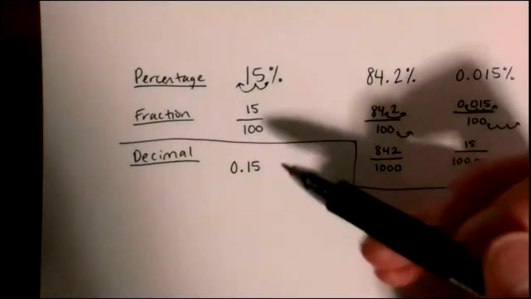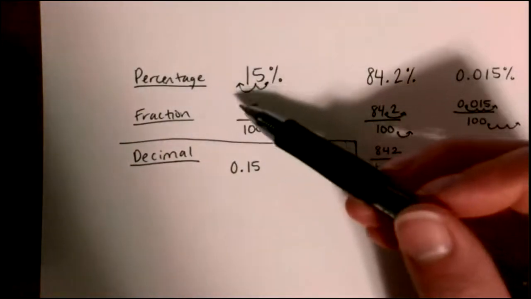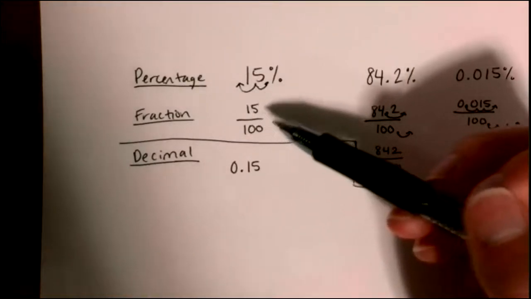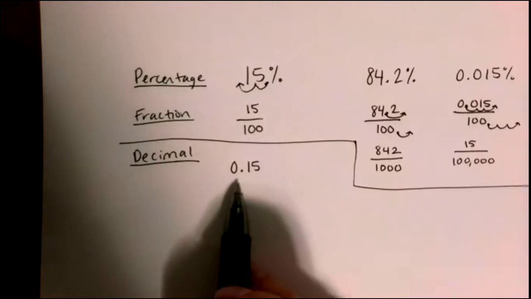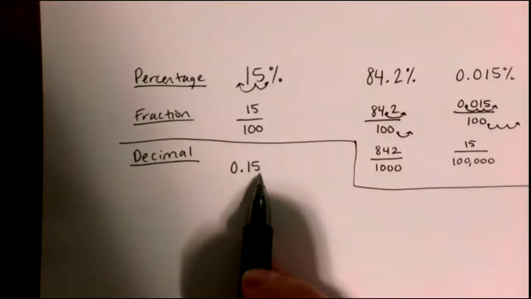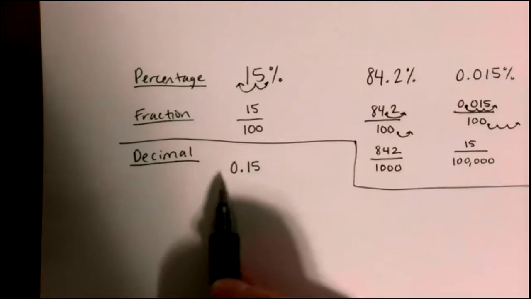Now, we can verify that by looking at this fraction here. Remember, reading this would be 15 hundredths. Well, see if your decimal looks like that as well. So this is the tenths place. This is the hundredths place. So we have 15 hundredths.